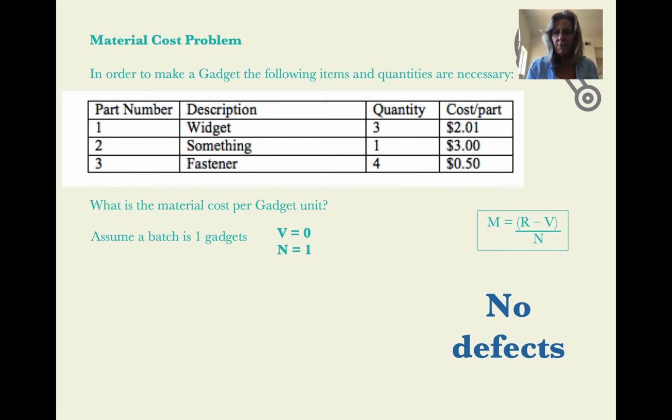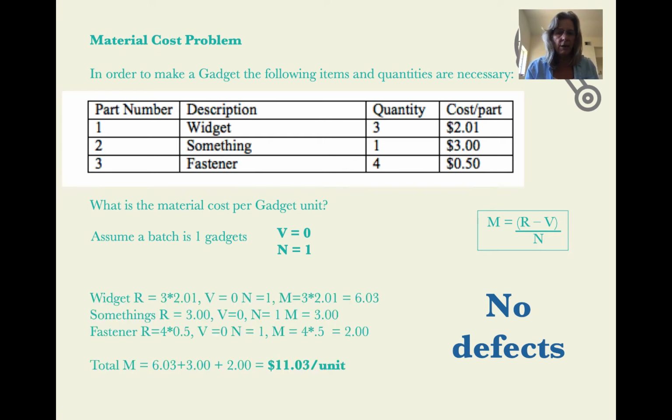So really put V at 0 and N at 1 just means that all we have to do is calculate R. And R is made up of 3 widgets at $2.01 and 1 something at $3 and 4 fasteners at 50 cents each. And so you can see when we do that particular calculation all the way through, we just add up all those items, and it means that it's going to cost $11.03 per unit. It's pretty logical when we look at it this way.